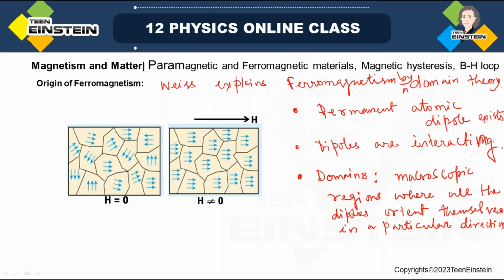These regions are called domains, and they have, say, wall thickness. I think they have a wall thickness of 1 millimeter. Let me just check once. So typically, the thickness of the domain, that means this thickness of the wall. Okay, domain thickness.